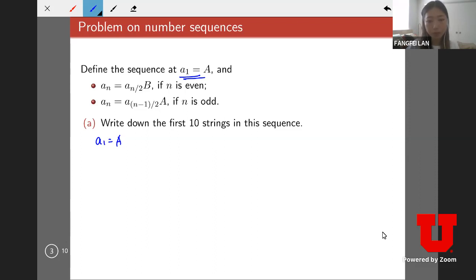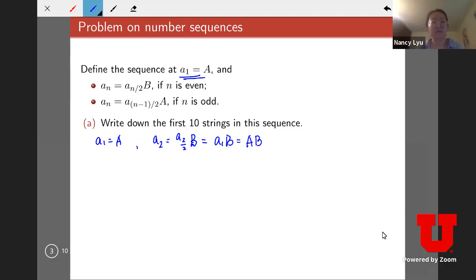Any questions? Okay, so let's keep going. So we have A1 is equal to A, and then A2 would mean that we're going to plug in 2 as n. So we have A 2 over 2, B using the formula, and that gives us A1B. So that's AB.